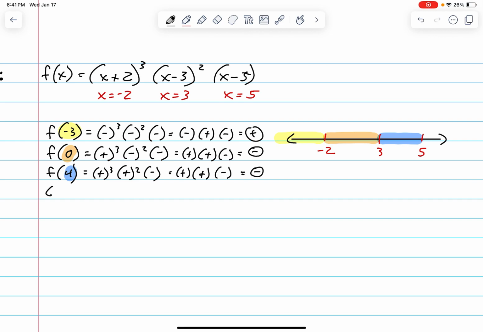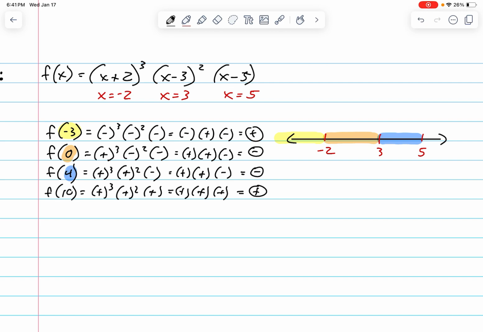And lastly, I'll pick something like f of 10. I can really pick any number. I pick a very large number. It makes it easier for me. Plugging it into my first factor is a positive cubed. Plugging it into my second factor is a positive squared, and plugging it into my third factor is still a positive. All 3 positives give me a positive.